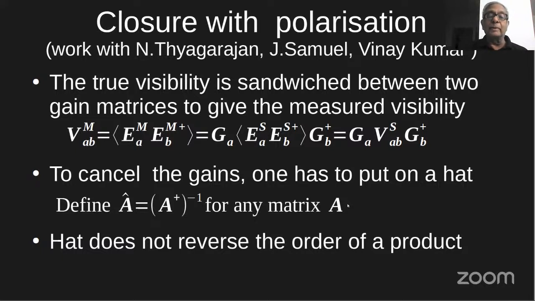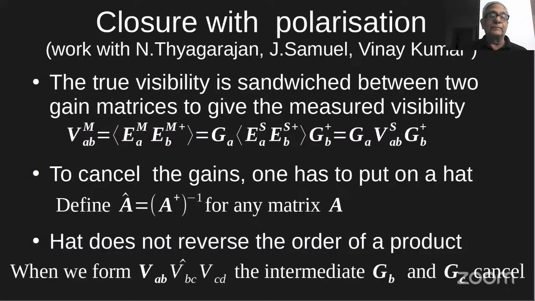But the property which makes it very useful for cancelling gains, for constructing invariants, is this. So look at a product which has alternate hats. So you have VAB, then you have VBC with a hat. Now, why do you need the hat? Suppose you just wrote VAB into VBC. The VAB would end with a GB dagger. Okay, but the VBC would begin with a GB.